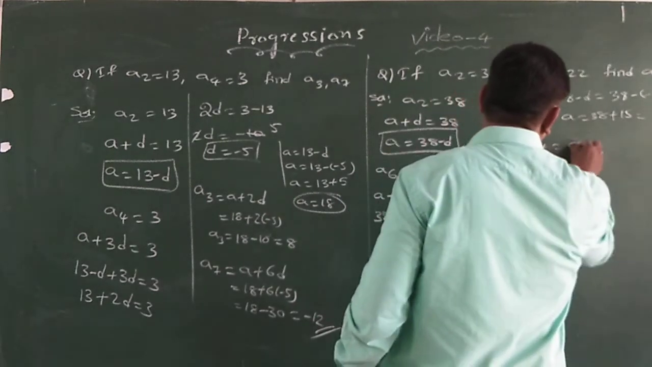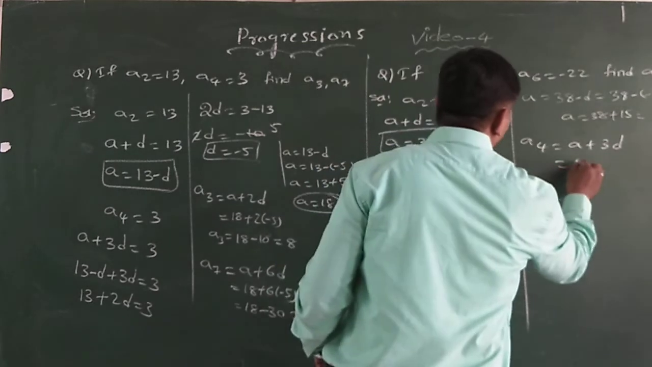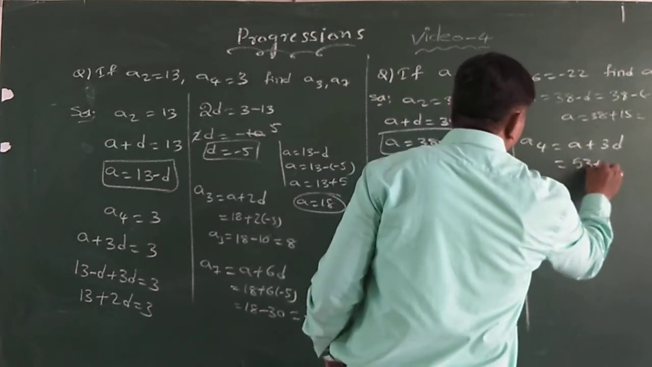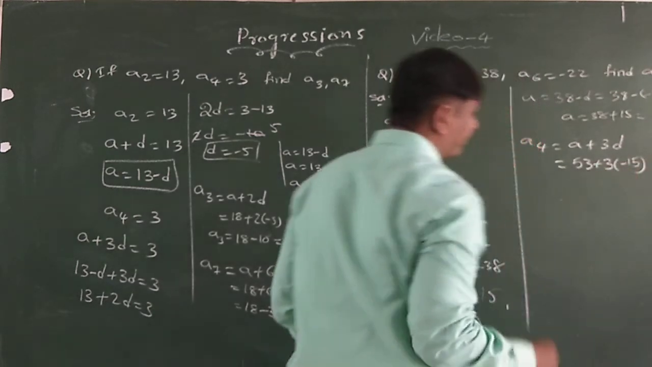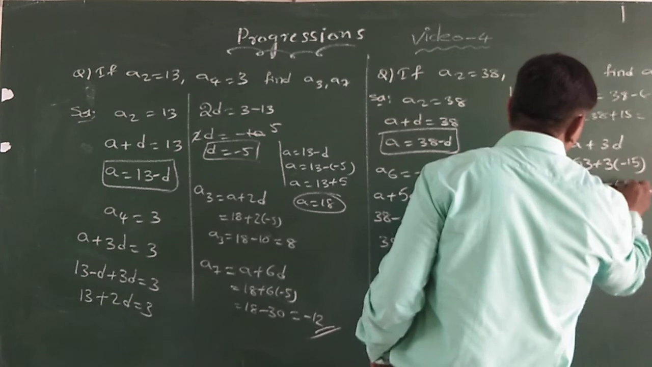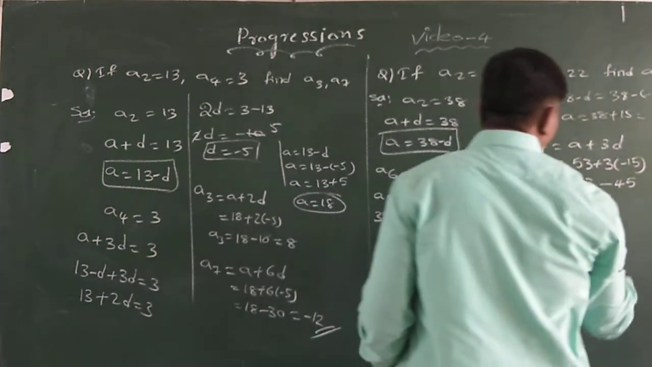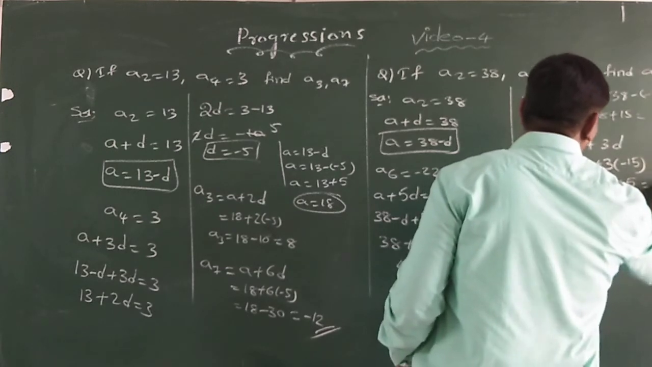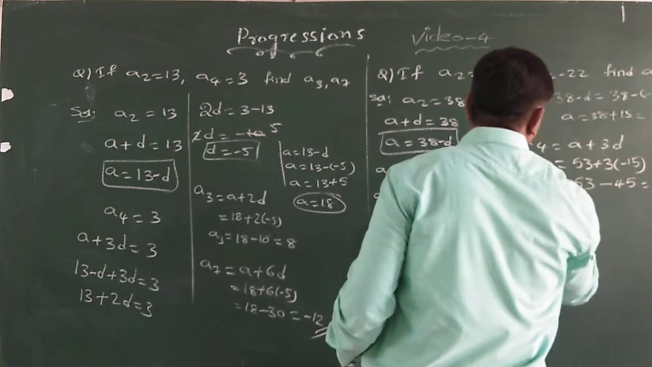A4. A4 is equal to A plus 3D. That is equal to the A value, 53, plus 3 into the D value, which is minus 15. Now 3 into minus 15 is minus 45. 53 minus 45 is 8. A4 is equal to 8.